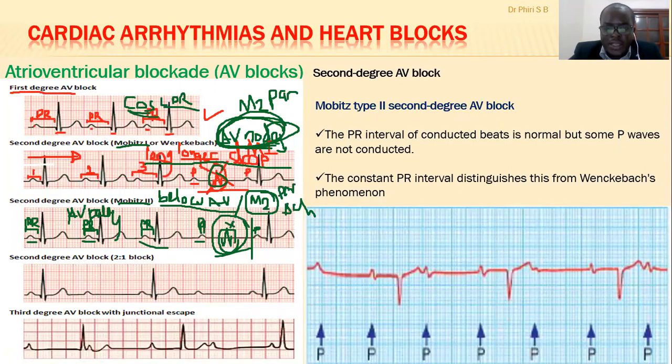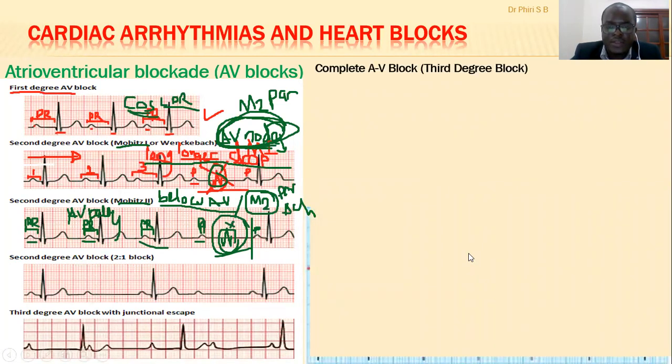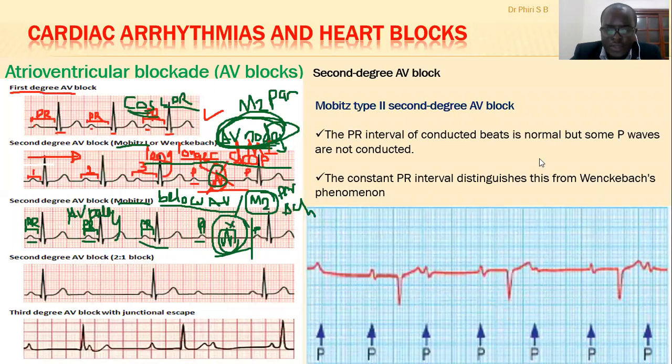You can see from this diagram again, it's just the same Mobitz type 2. You can see that there is a normal PR interval from here to here. Then there's a missing wave. So you can see from here that you have a normal PR interval. Even here it's normal, but you have a missing QRS complex here. So you have the normal PR interval, but you have a missing QRS complex. So this is an example of Mobitz type 2.